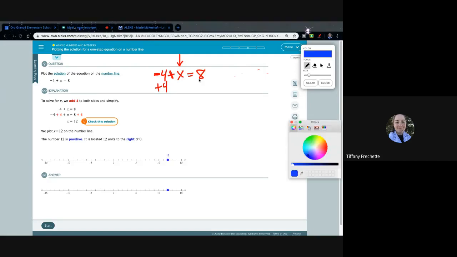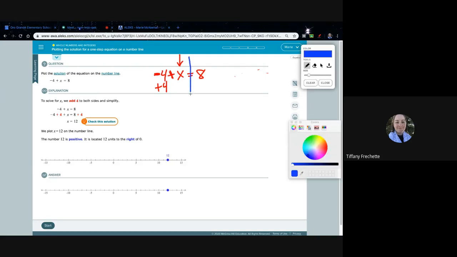The other main thing you need to remember is whatever you do to one side of the equation, you have to do the other side. So there's always two sides to an equation if you have an equal sign. There's a left side and a right side. So whatever we do to the left side here, we also have to do to the right side. So if I add 4 over here, I have to add 4 over here.